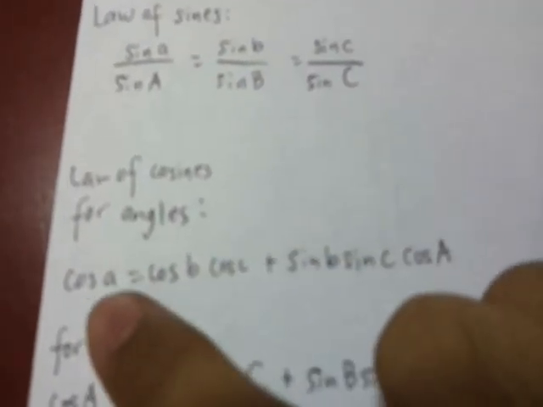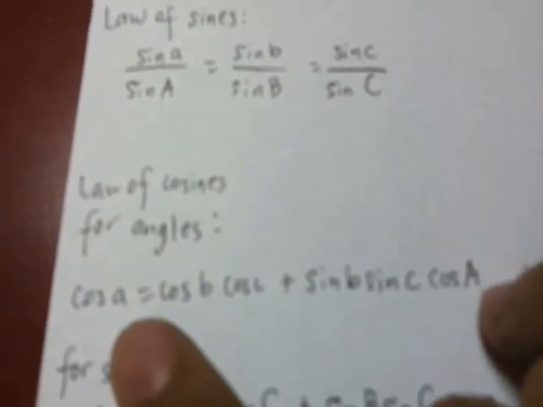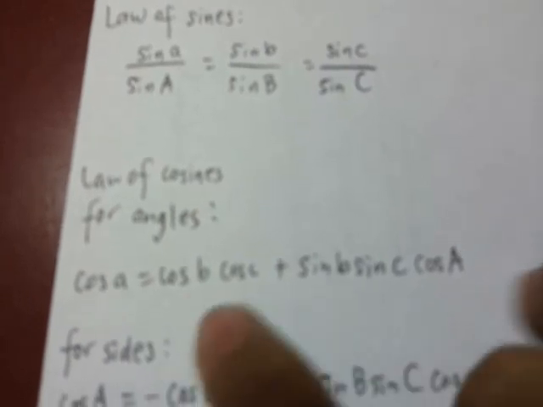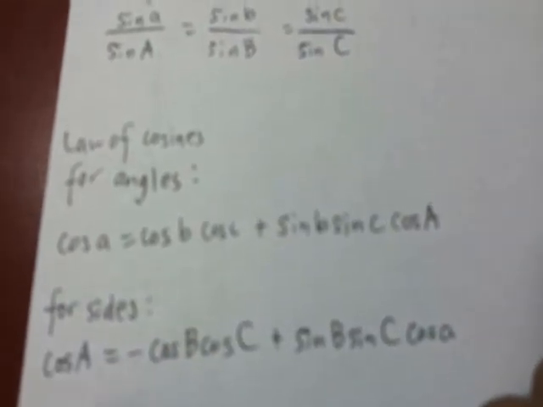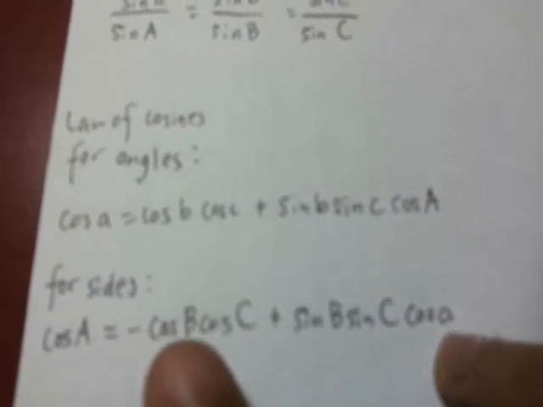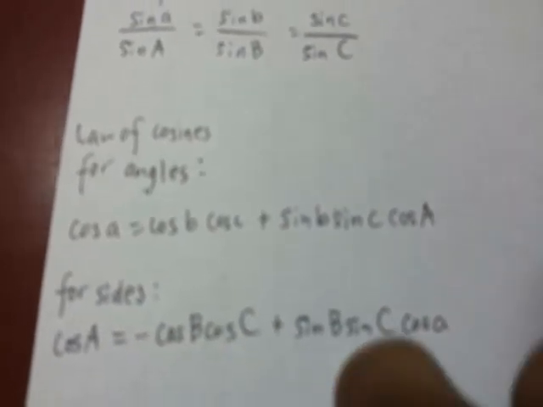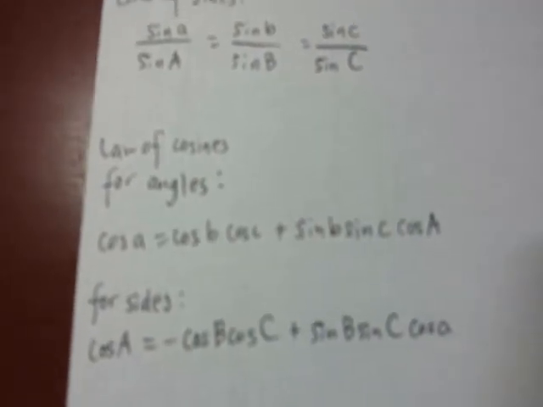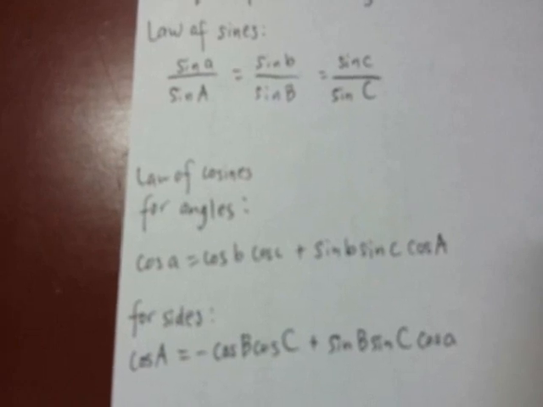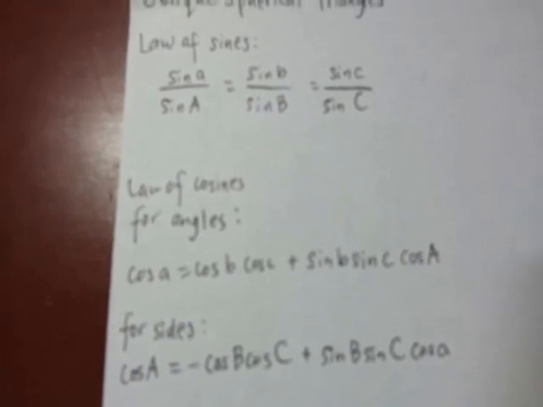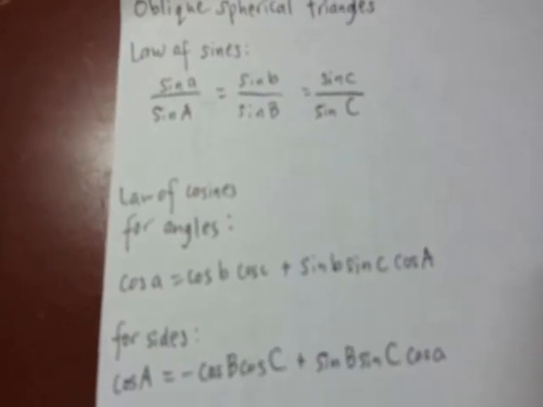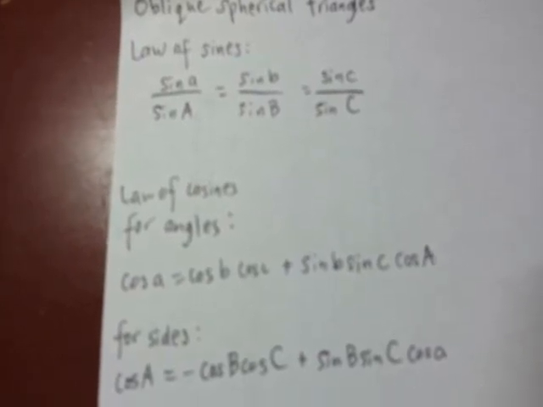You have to remember that this side should correspond to this angle, and then these two sides are the same, and the same for this one. The angle corresponds to the side, and then these angles are the same. So do not proceed until you are very familiar with these, because you will be needing this in solving spherical triangles that are oblique.